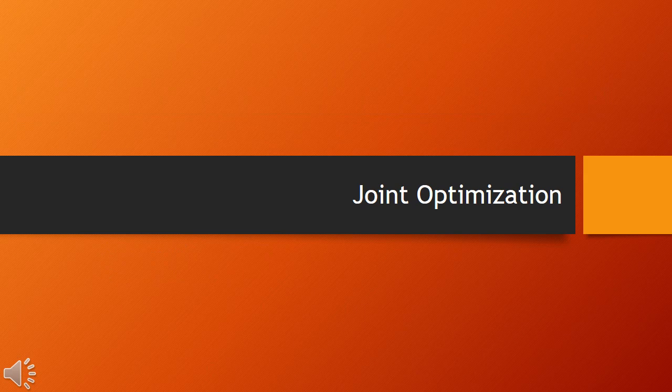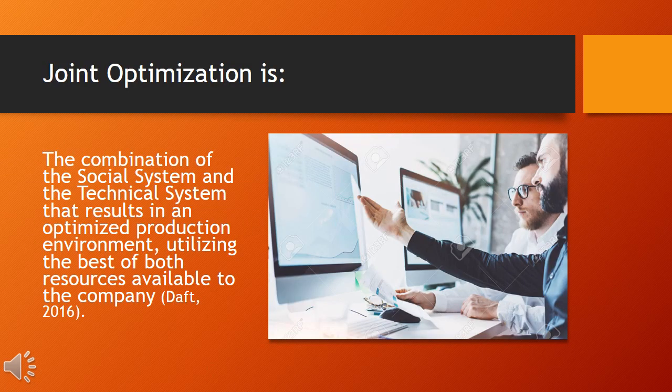Now that we have taken a look at social systems and technical systems separately, we will now briefly discuss joint optimization. As we have stated before, joint optimization is the combination of the social system and the technical system that results in an optimized production environment utilizing the best of both resources available to the company.